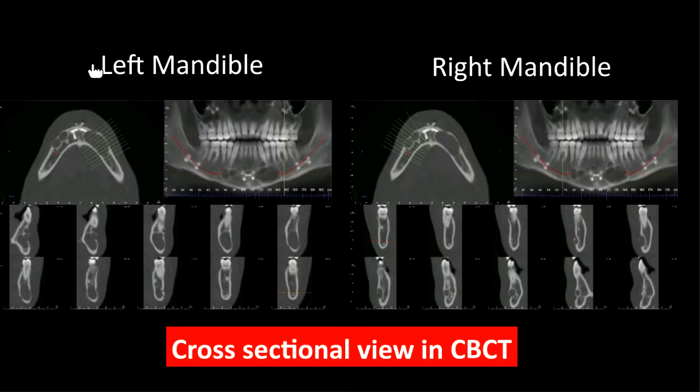And you can see in the left mandible, all of them are there. You can see there's a buccal side, there's a lingual side. There's not that much expansion. Fortunately, there's not that much there.